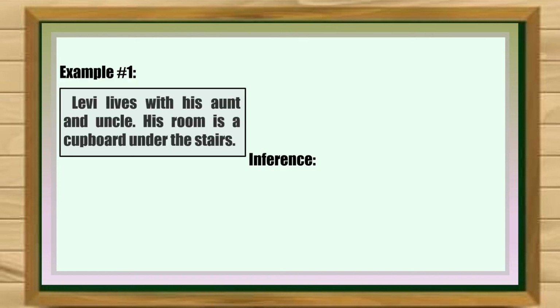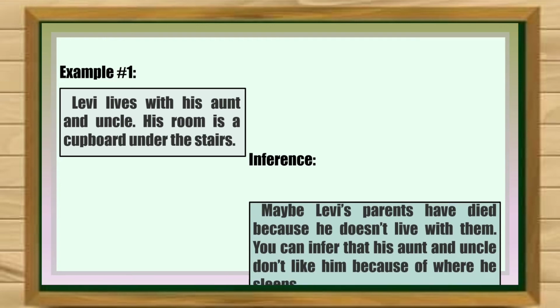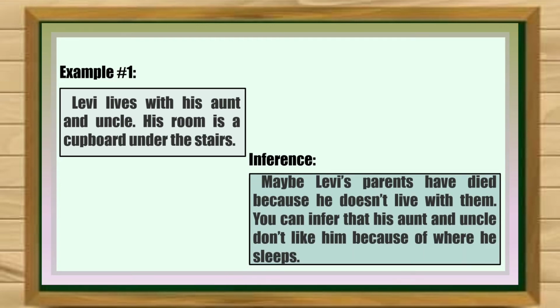Example number 1. Levi lives with his aunt and uncle. His room is a cupboard under the stairs. Inference? Maybe Levi's parents have died because he doesn't live with them. You can infer that his aunt and uncle don't like him because of where he sleeps.